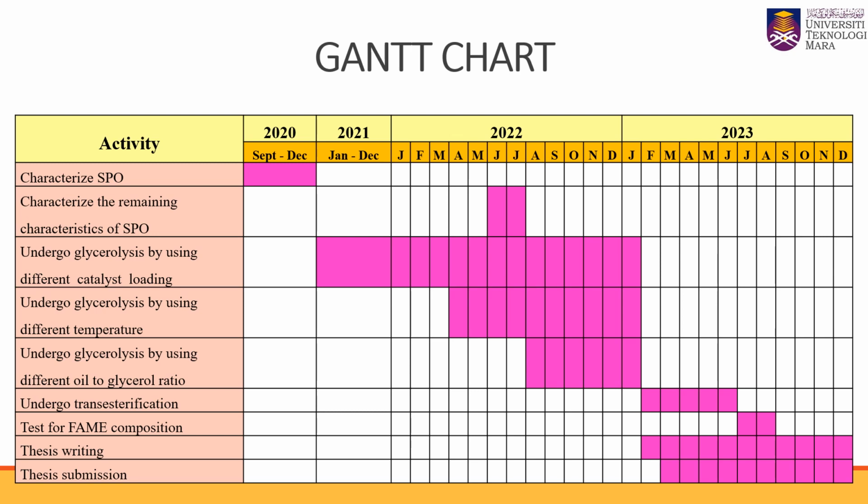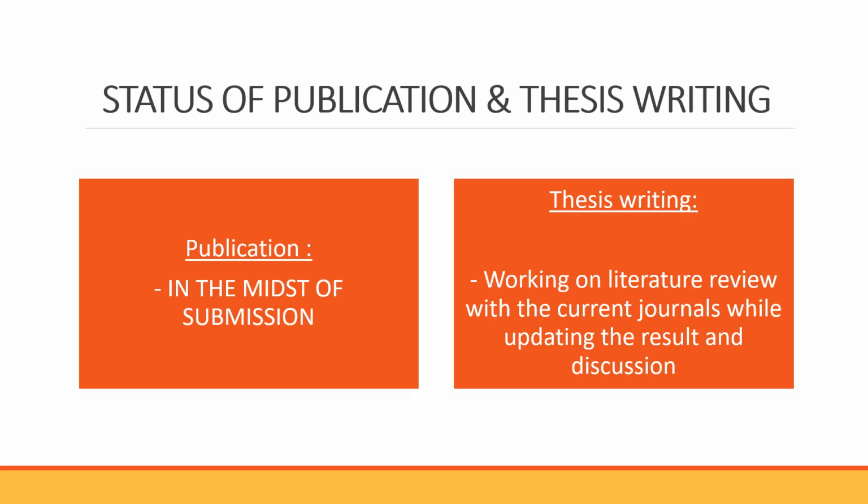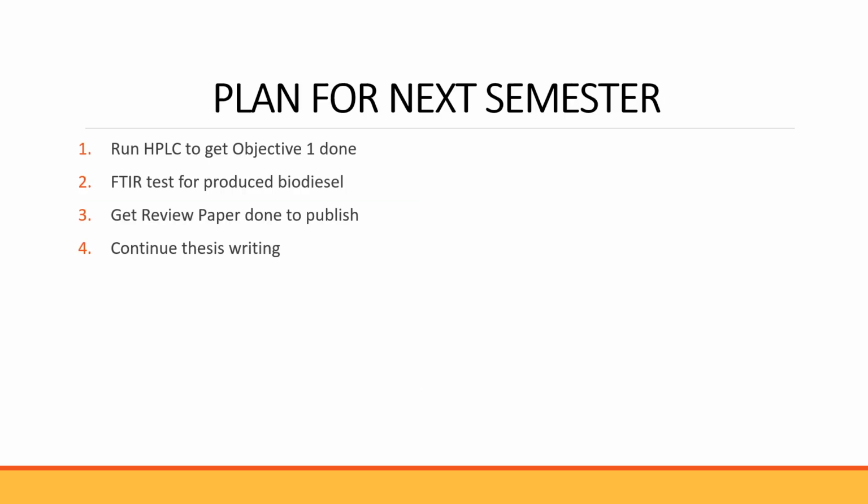So this is the Gantt chart. Basically, I think I just have to touch up here and there. I hope that I can get the thesis done by this September. For the publication, I'm actually in the midst of submitting to a journal. For the thesis writing, I'm working on the literature review with the current journals while updating the results and discussion.